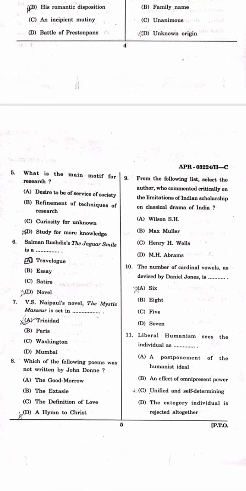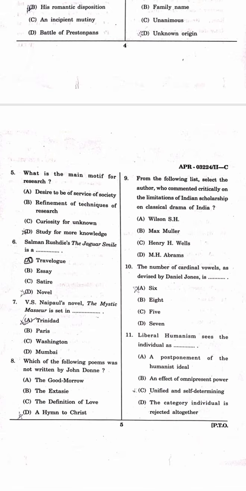Question number 9, from the following list, select the author who commented critically on the limitations of Indian scholarship on classical drama of India. The correct option is option C, Henry Wells. Question 10, the number of the cardinal vowels as devised by Daniel Jones is 8, option B. Actually, cardinal vowels means when we pronounce the vowel, at that time our tongue position should be on the front or on the back, not on the middle.